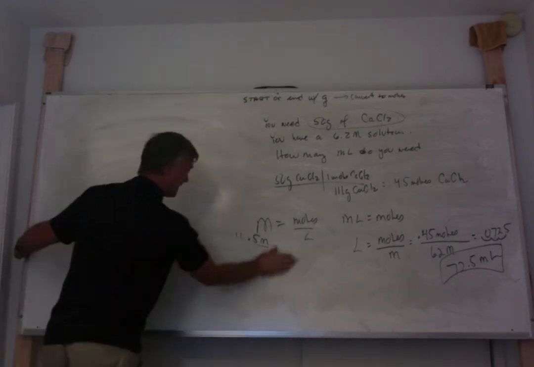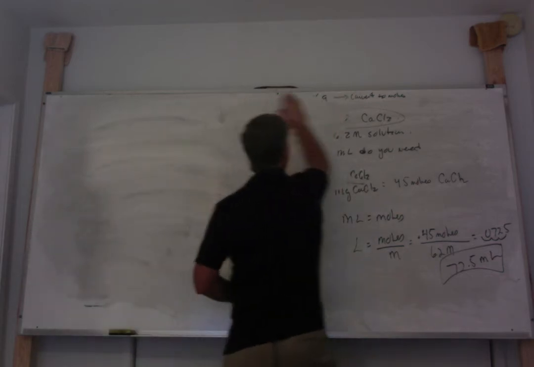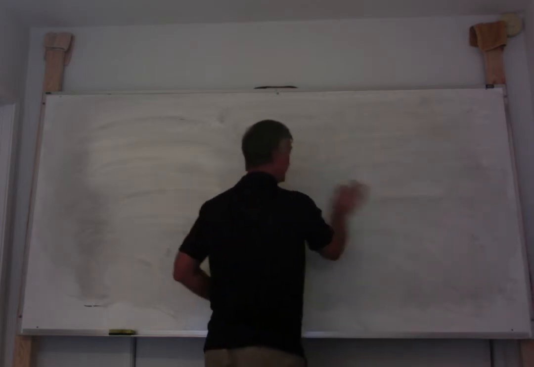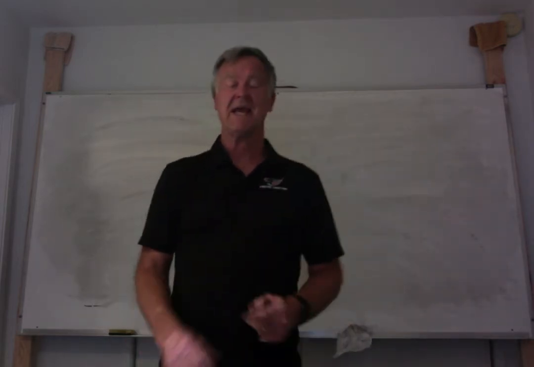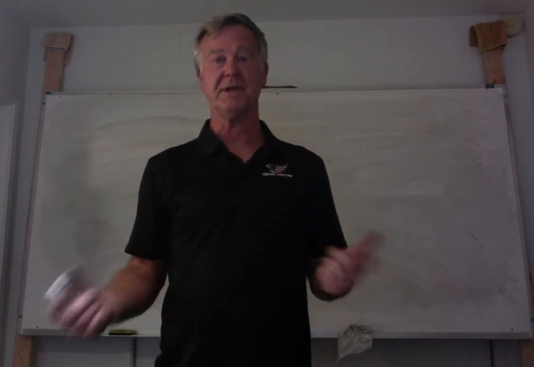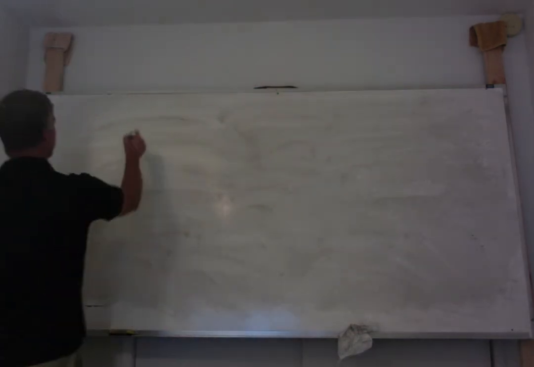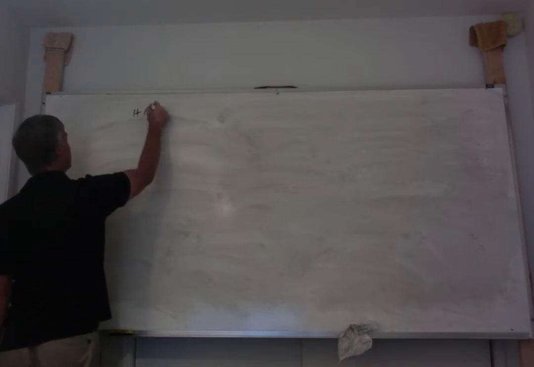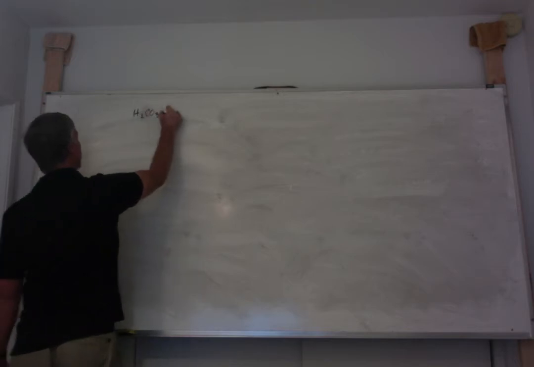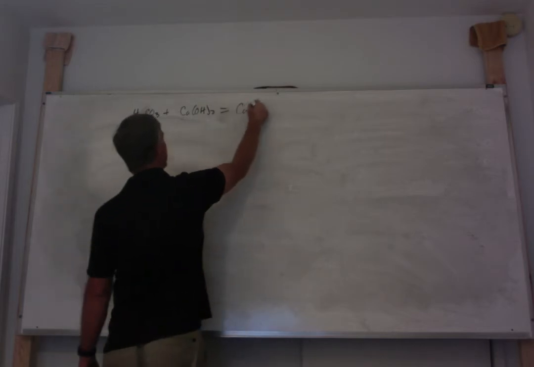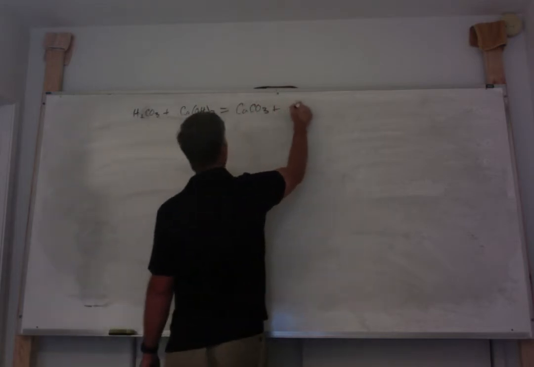That leads us then to acids and bases. And what I've done on the test with acids and bases is that I have included, can you recognize whether something is an acid, a base, or a salt, the Arrhenius definition. So if I give you, let's say, H2CO3 plus calcium hydroxide, and that gives me calcium carbonate plus water.